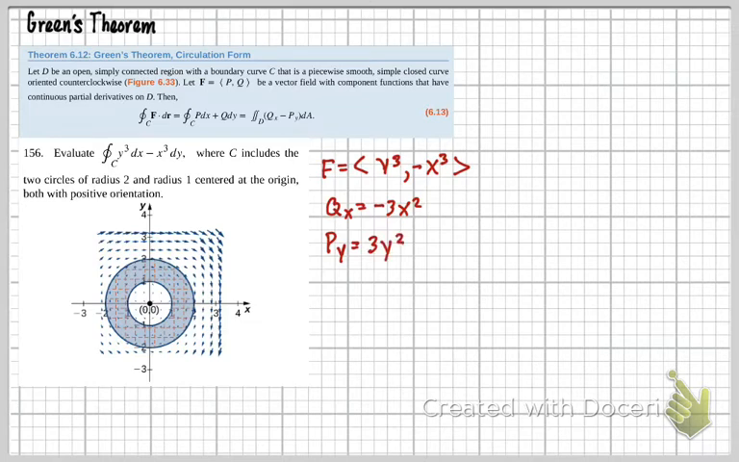Now I'm ready for my double integral. So let's write that out. Here's my double integral, and I'm just going to write d for now. I want to make sure everything's all set up before I plug the bounds in and actually evaluate this function.